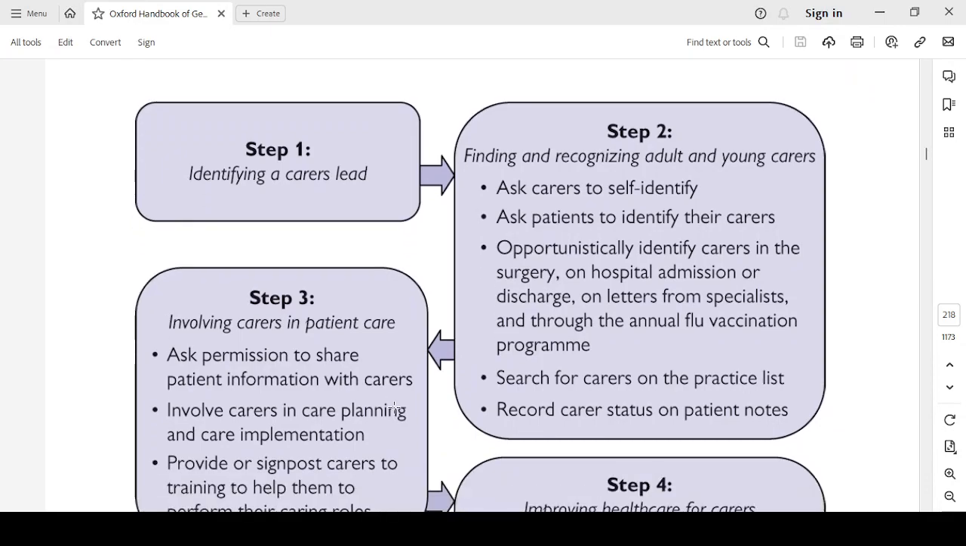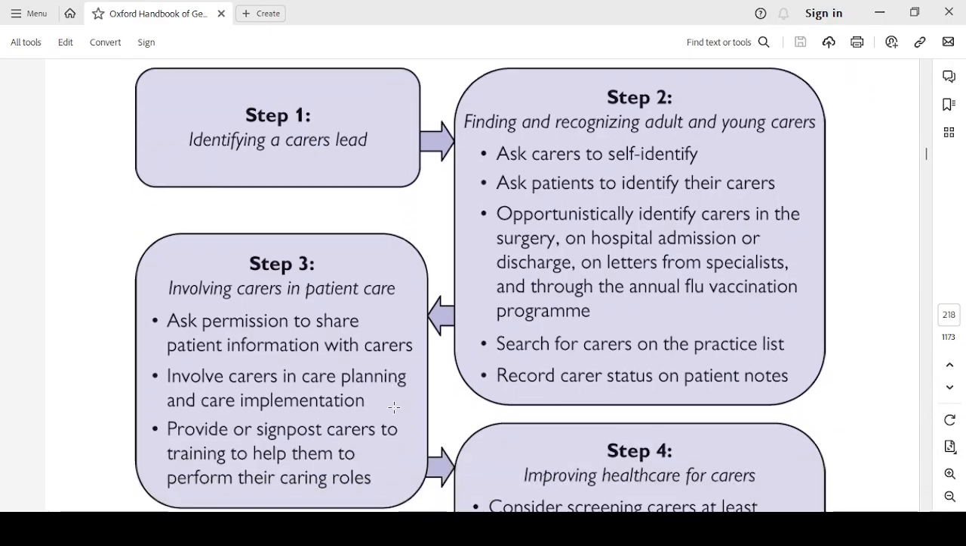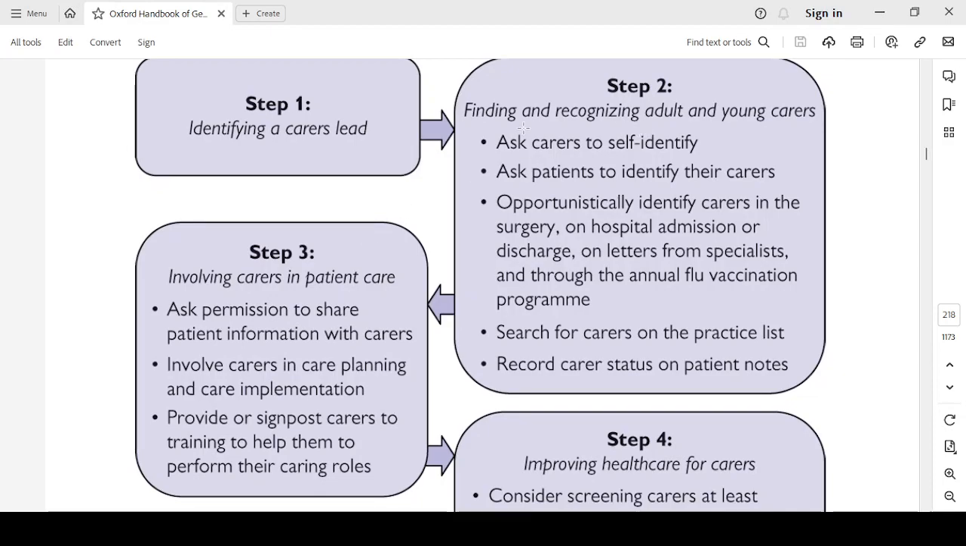So this is a flow chart. Step 1. Identify a carer's lead. Step 2. Finding and recognizing adult and young carers. Ask carers to self-identify. Ask patients to identify their carers. Opportunistically identify carers in the surgery, on hospital admission or discharge, on letters from specialists, and through the annual flu vaccination program. Search for carers on the practice list. Record carer status on patient notes.